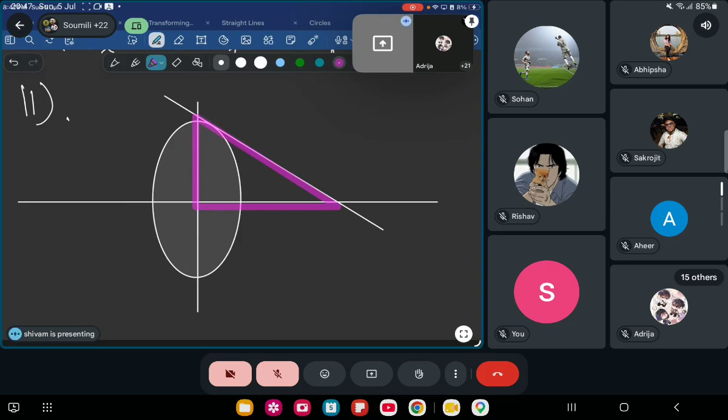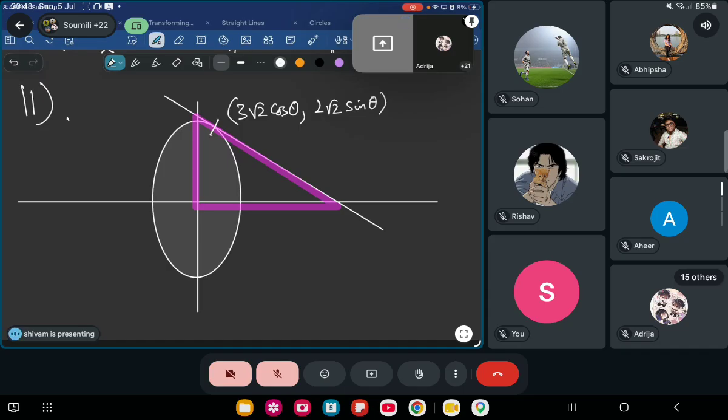Any point on the ellipse will be in what form? A cos theta, B sin theta. But in this case, it will be B cos theta, comma A sin theta, since the major axis is vertical. What is the value of B? Root 18. So it will be 3 root 2 cos theta, comma 2 root 2 sin theta.